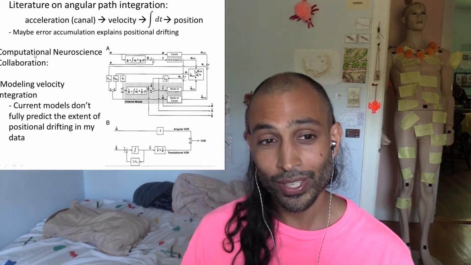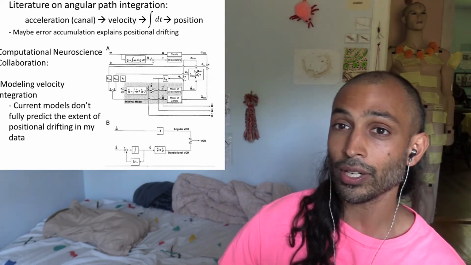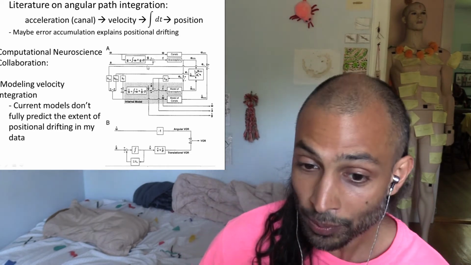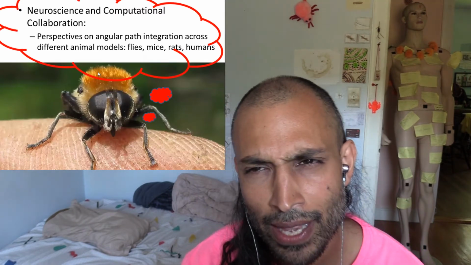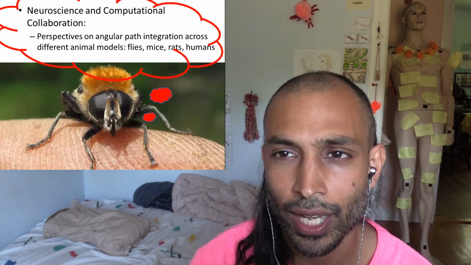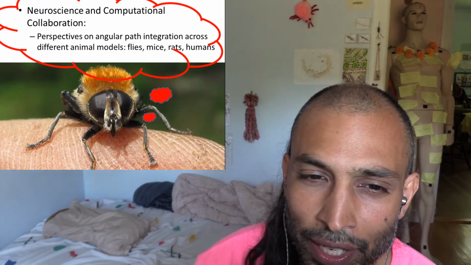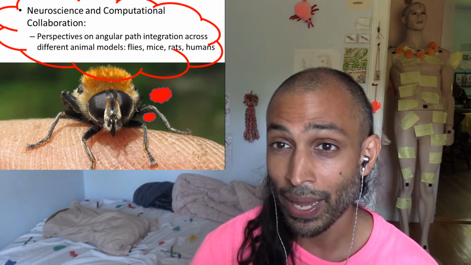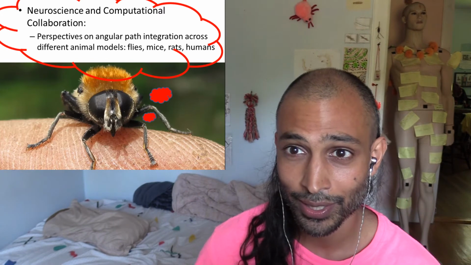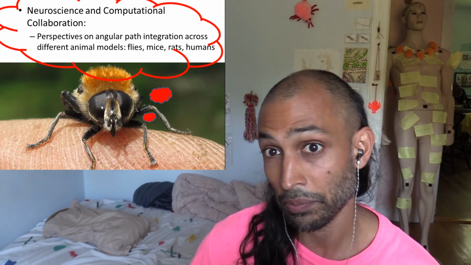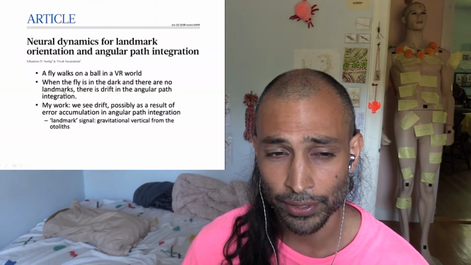So for anyone that may be interested, with a computational neuroscience background or something, and wants to work on this, I would totally be down to update some of these models to include what I see in my data. Now, another interesting collaborative idea is that there is literature on angular path integration in other animal systems like flies and mice and rats, of course humans, and possibly whatever this creature is on my finger over here, because all of these things require angular path integration.